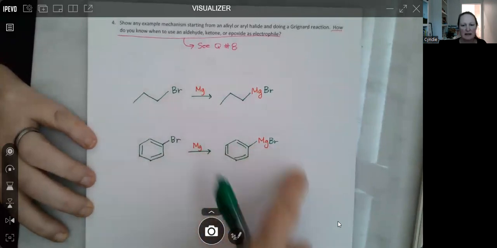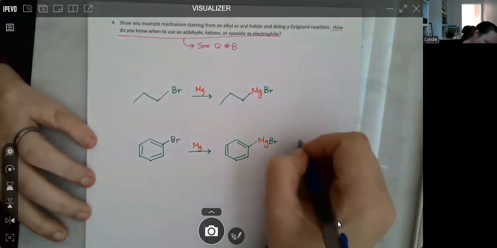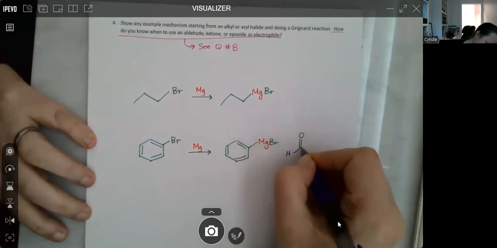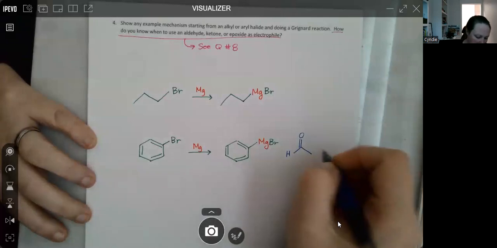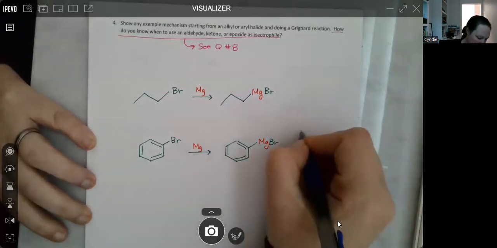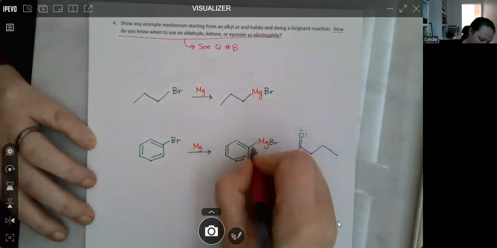I'm just going to continue on with this one because there's space, but they would react similarly. So now we would add in either the aldehyde, the ketone, the epoxide, something like that. So let's add an aldehyde. And then we're going to show, and this is really important.